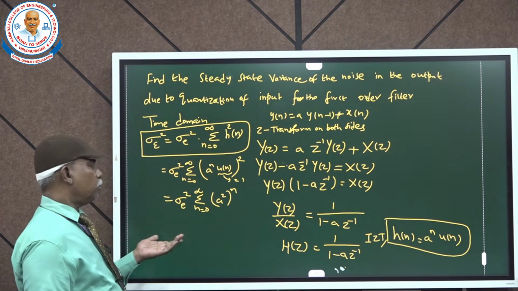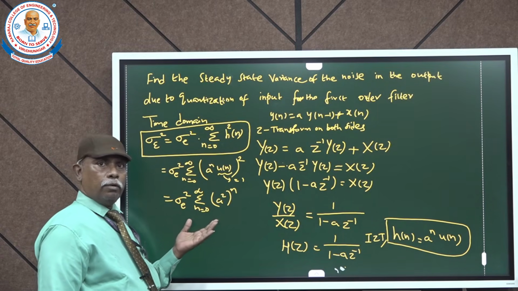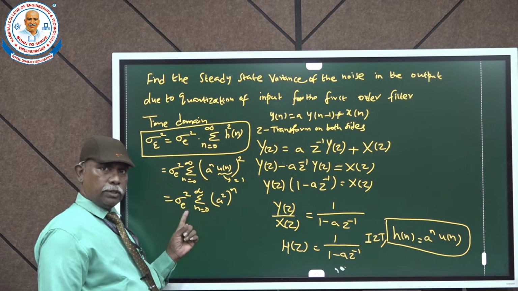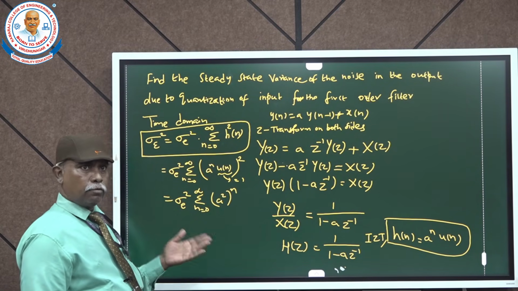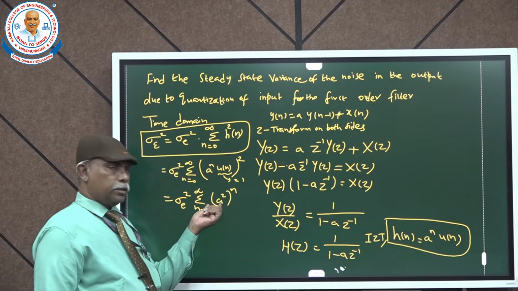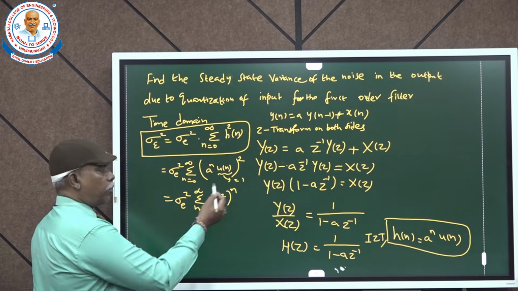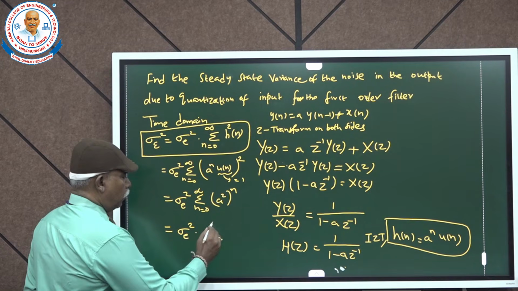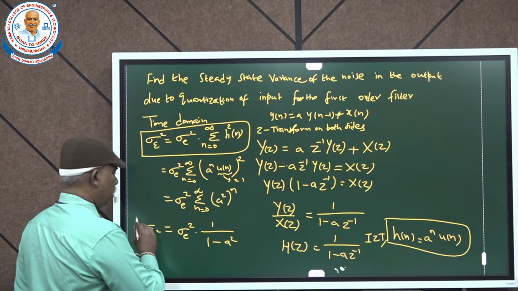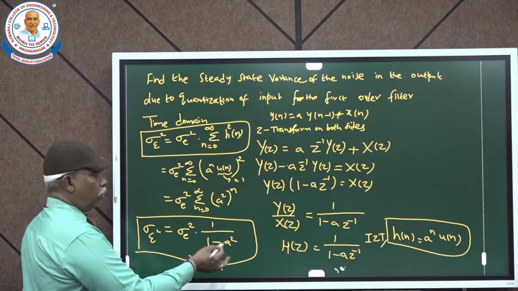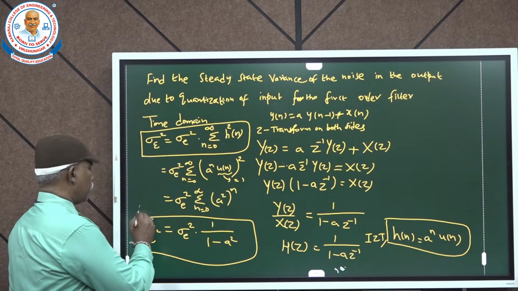A square power n or a power 1, both are right. In the binomial theorem, which we studied in school itself, summation n is equal to 0 to infinity a power n is equal to 1 by 1 minus a, or 1 minus a power minus 1. The same thing I am using here. So, summation n is equal to 0 to infinity a square power n is 1 by 1 minus a square, that is all. This is the output power: sigma epsilon square is equal to sigma e square into 1 by 1 minus a square. So, this is called the result. This is the output power density.